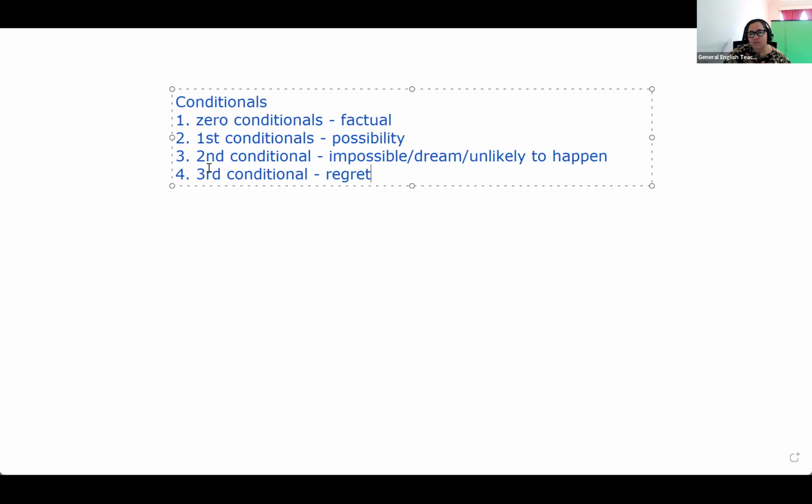So today we are going to focus on the second conditional, which is the impossible or the dream or the unlikely to happen. Okay. So in the next lessons, we're also going to study zero conditionals, first conditionals, or third conditionals. But today's lesson is actually the second conditional.